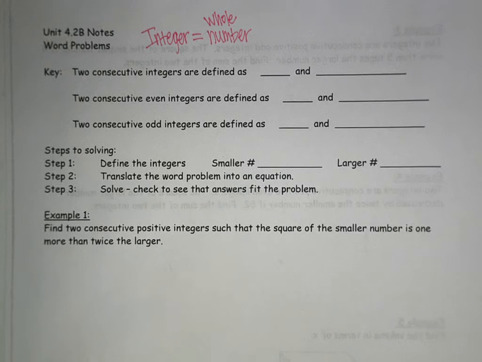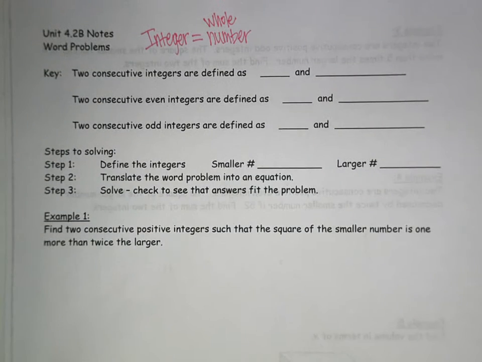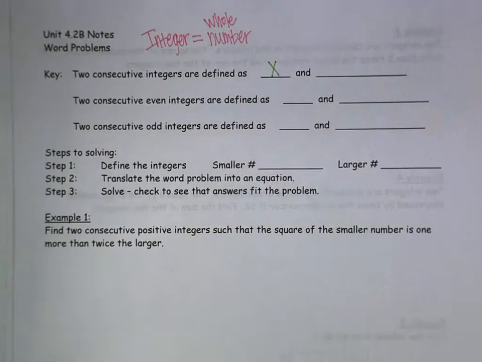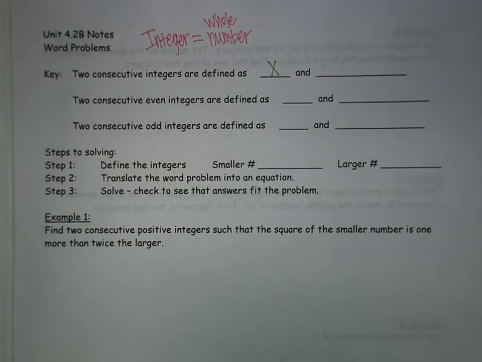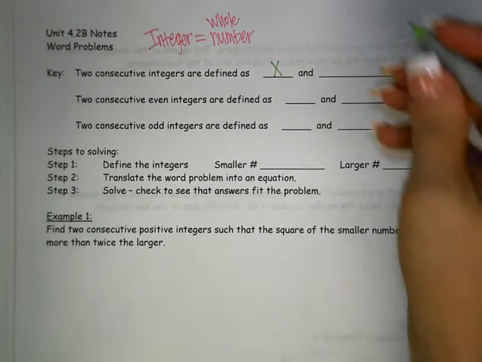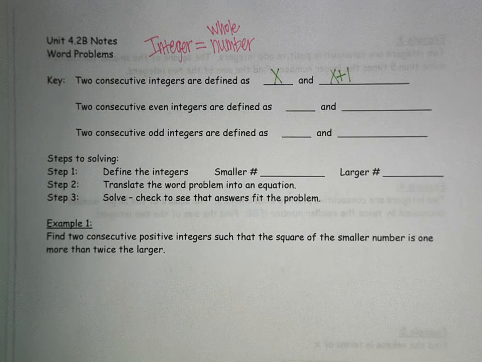So the first thing you need to know is when we're doing consecutive integer problems, two consecutive integers are defined as x is always the first one. If I'm counting to get to the next whole number, what would I need to add to x? X plus 1. Exactly. So two consecutive integers are defined as x and x plus 1. If we need to go to the next one, it would obviously be x plus 2.